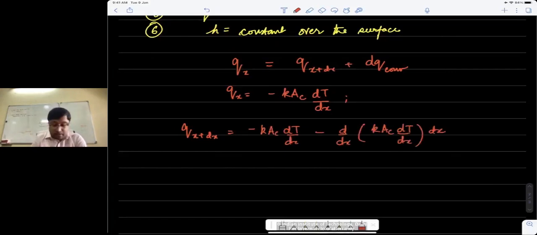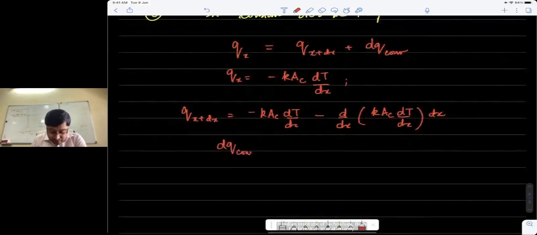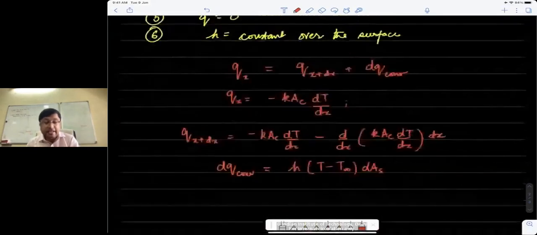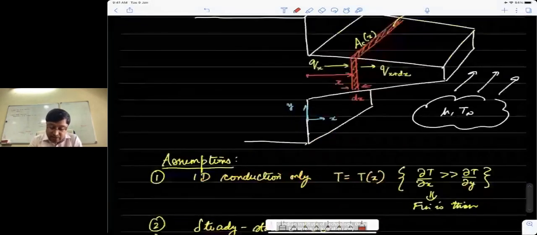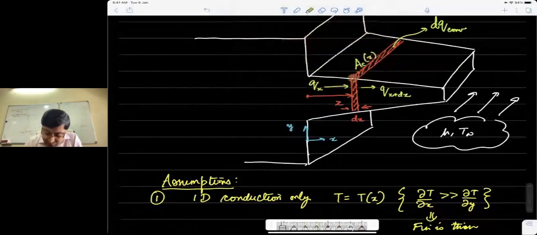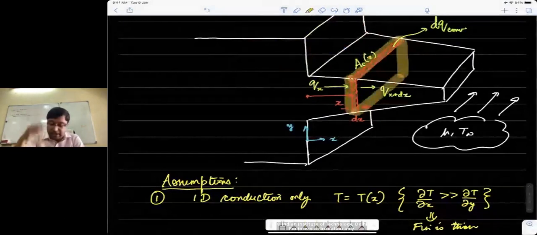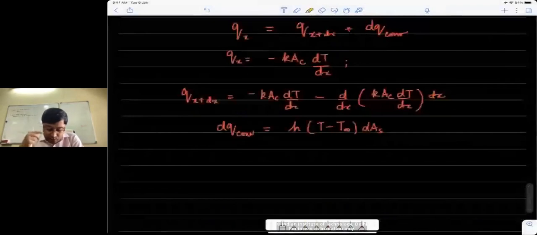What about dq convection? We can quantify dq convection from Newton's law of cooling. So this is going to be h times (T minus T infinity), remember T is the local temperature of that element, T as a function of x, into the surface area, which is dAs. That would be something like this area, and it also goes behind. So that would be the surface area through which this heat transfer is taking place. Surface area is not the same as cross section area. Please keep that in mind, let's not make a mistake there. So this is dq convection.